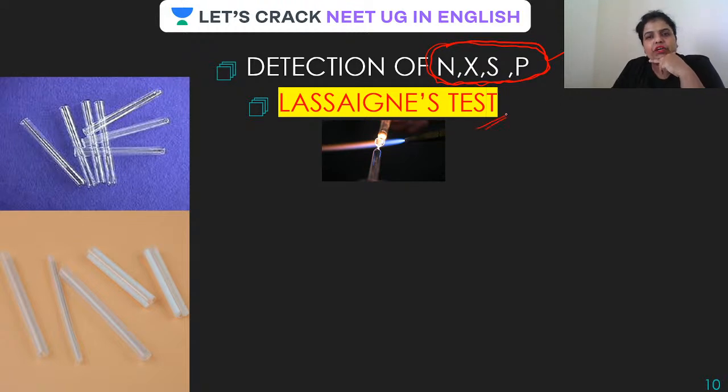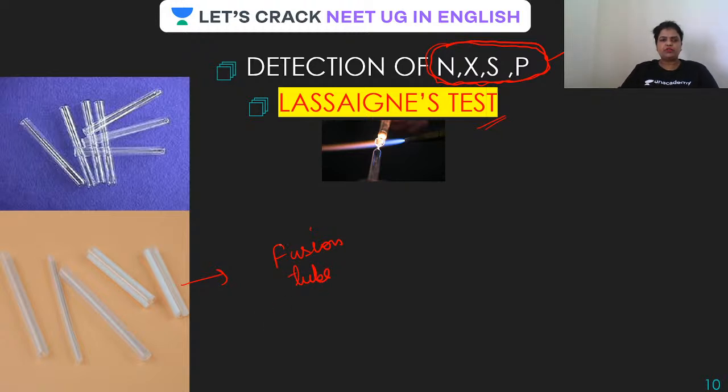Lassaigne's test. How do we go for this? Can you see these two glass tubes on the screen? This thinner one is called the fusion tube. It is very thin, as thin as it looks on the screen, and it is also made of hard glass. And this is how the test tube looks. Just to differentiate, I took the picture from the net and got it for you.